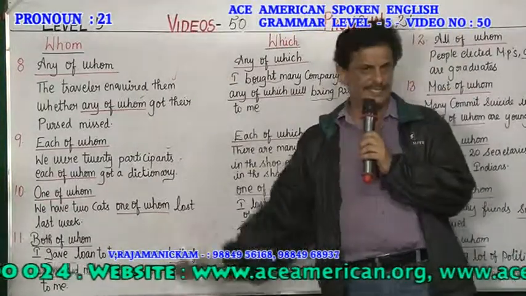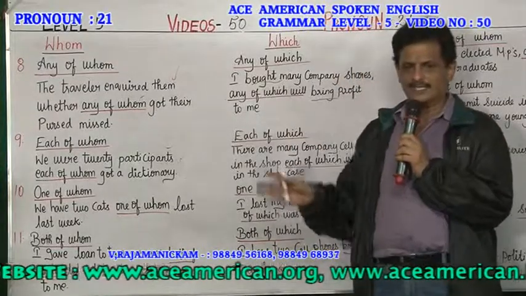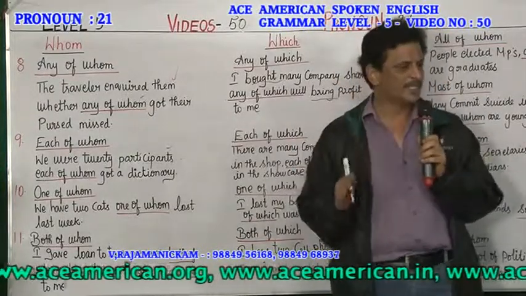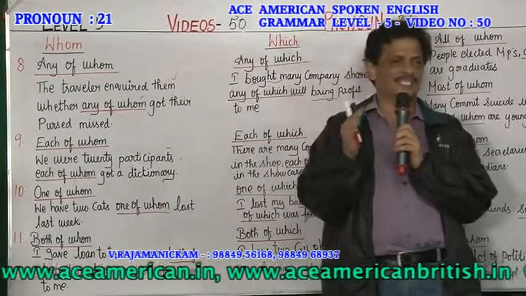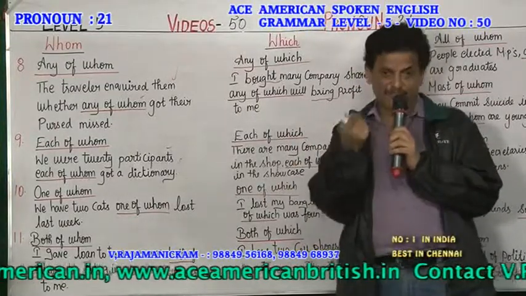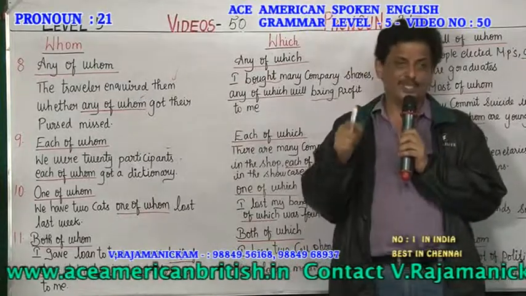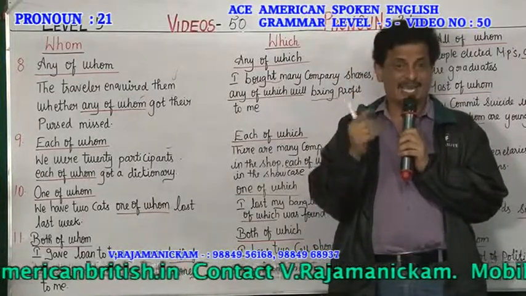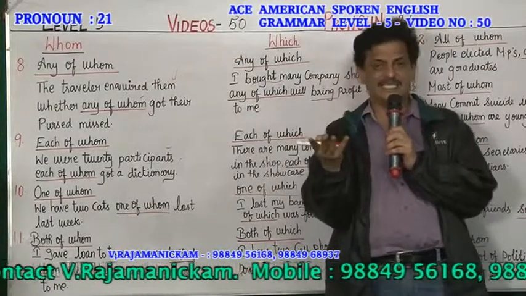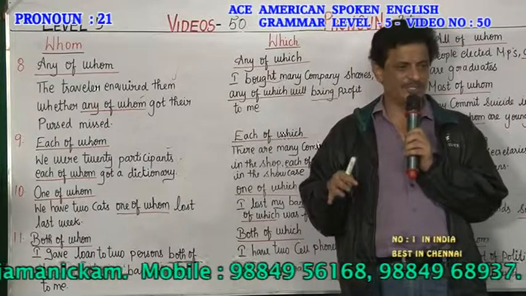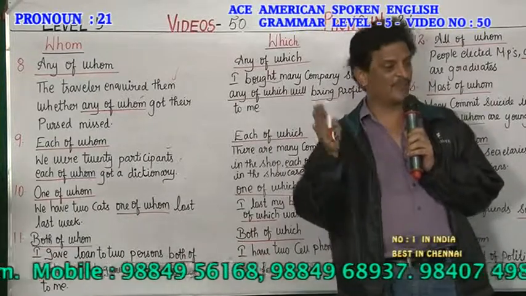In all these sentences, you first have to find the subject. You have to find the verb. You have to see whether there is an object. If the object is a person, and you want to mention the person, you use whom, and you have to find the subject and verb once again. If the object is non-living, not a human being, then you use which.